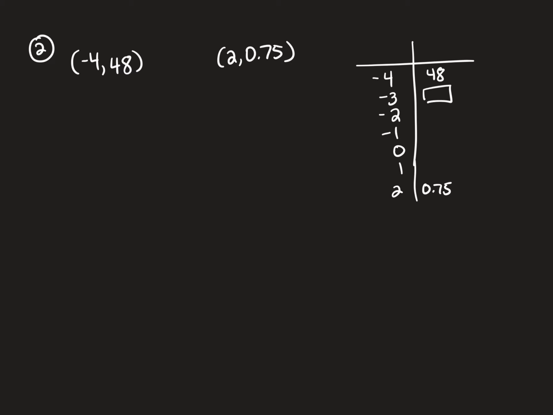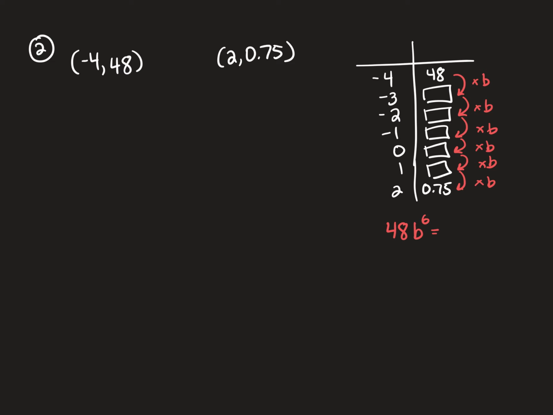Now here's what I know. At each of these spots, there's an output. I know that to get from 48 to here, I had to multiply by some number, and I can repeat that process a bunch of times until I end up at the other value that I know, which is 0.75. So I know that if I start with 48 and I multiply it by b to the 1, 2, 3, 4, 5, 6th power, I'm going to get 0.75.